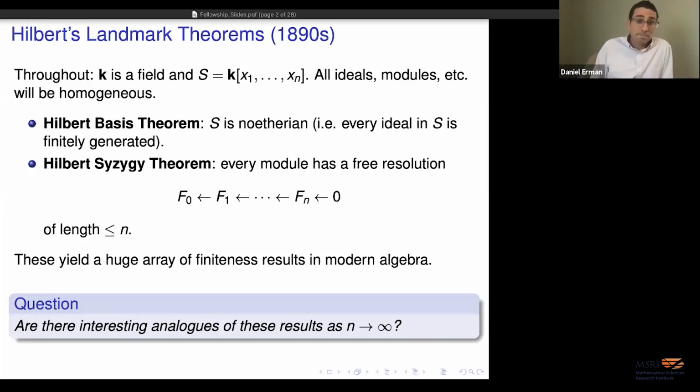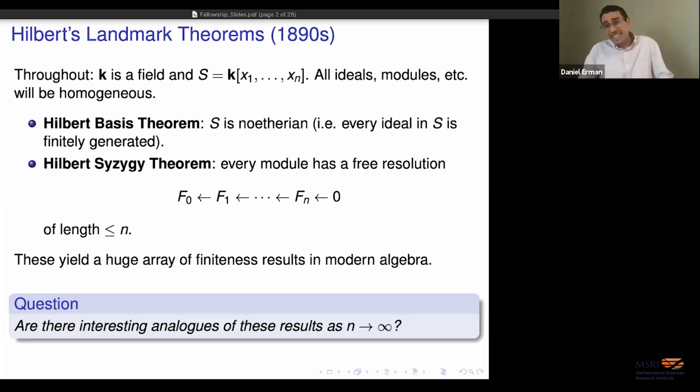So there are two very famous theorems of Hilbert I'll start with. One is the Hilbert basis theorem, which says that the polynomial ring over a field is Noetherian. Being specific, it means every ideal in the polynomial ring is finitely generated. And then there's the Syzygy theorem, which I'll cover a little more on the next slide, but it says that every module has a free resolution that ends after n steps. And by combining these two theorems, you can get a huge array of finiteness results in modern algebra.